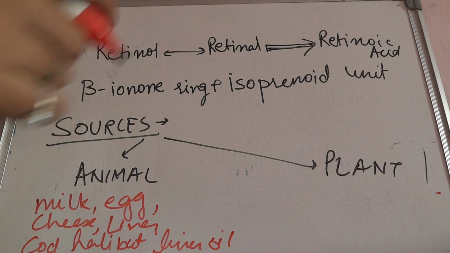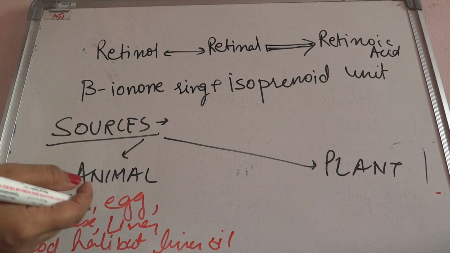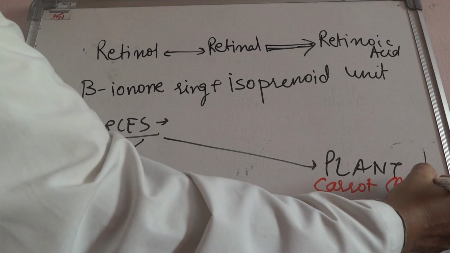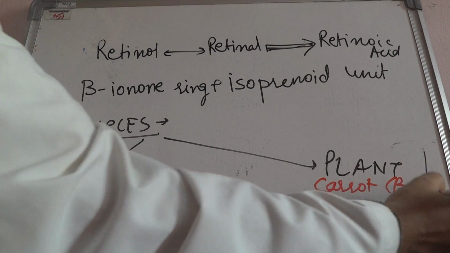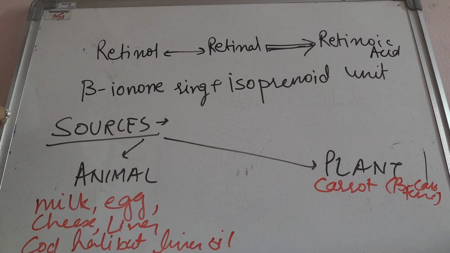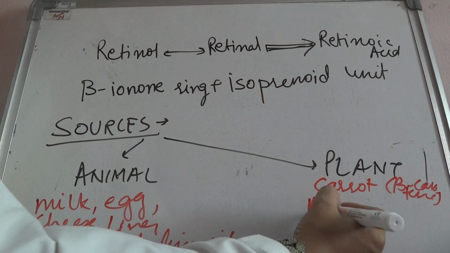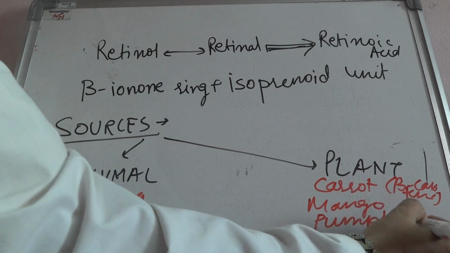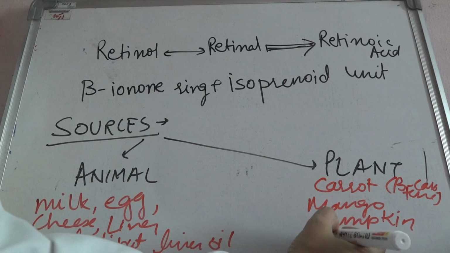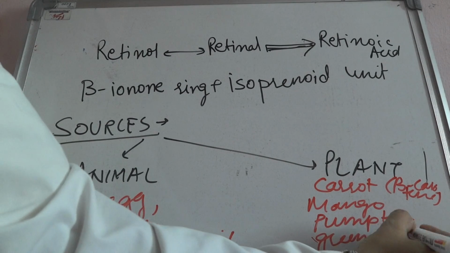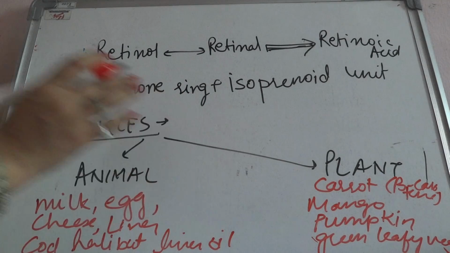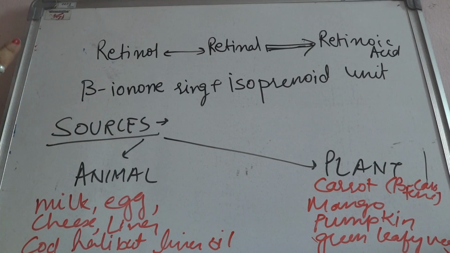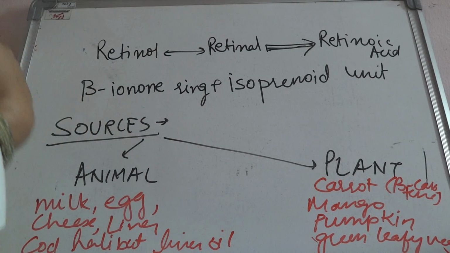In plant source we have carrot, mango, pumpkin, and green leafy vegetables. They have beta carotene. Now in plants we have beta carotene, it's not direct retinol or retinoic acid. So the beta carotene has to be converted to retinol because the most active form is all trans retinol.